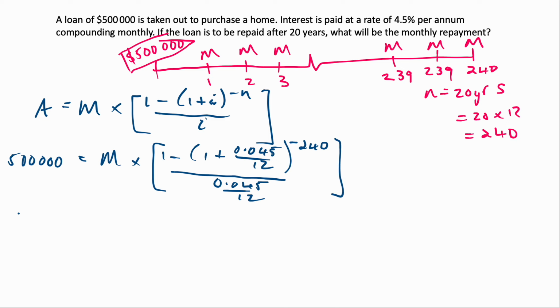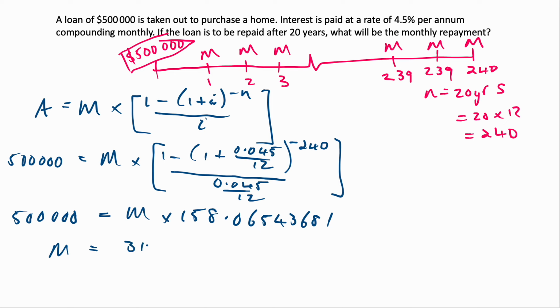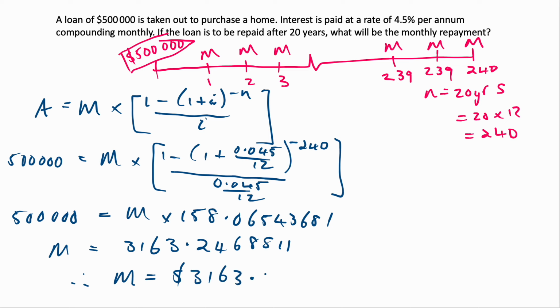So when we simplify that, we're going to have M times 158.06543681, and then dividing that over is going to give us an M value of 3,163.2468811. Obviously it's dollars and cents, so we'll round that off to 2 decimal places, $3,163.25.